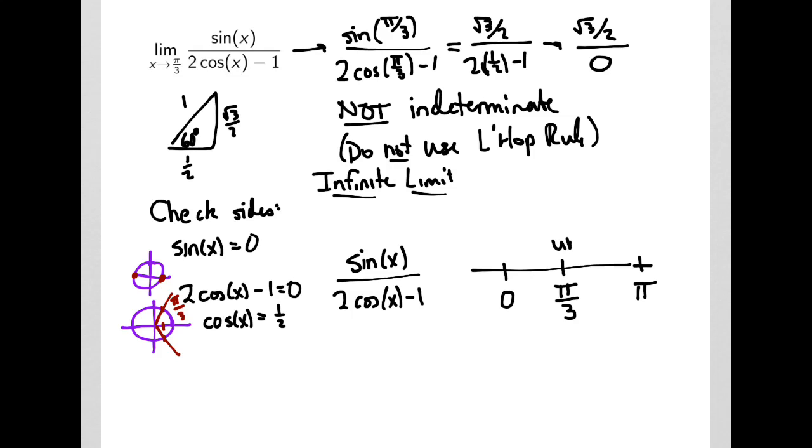So we're undefined at pi over 3. That's because we divide by 0, as we saw above. And we're 0 at these 2 points, at 0 and at pi. So we need to pick points in between. For example, pi over 6. And if I plug pi over 6 into my formula, sine of pi over 6 will be a positive number. So that will be positive on top.